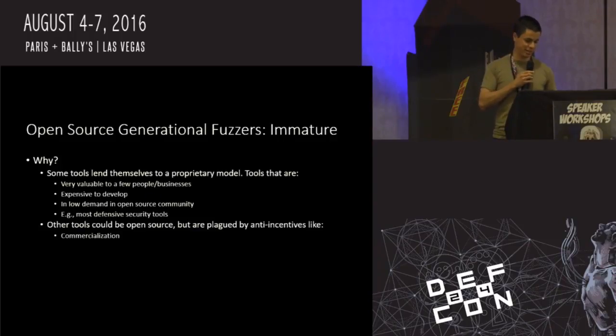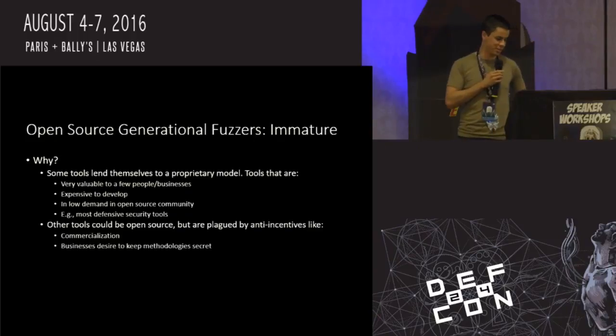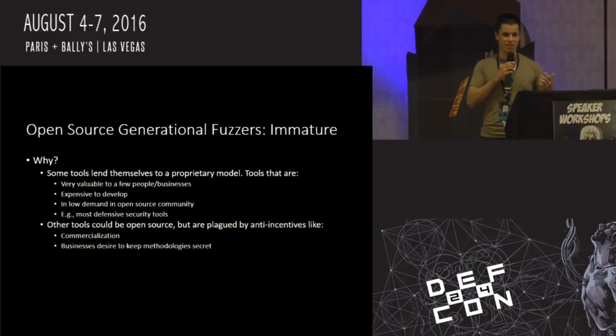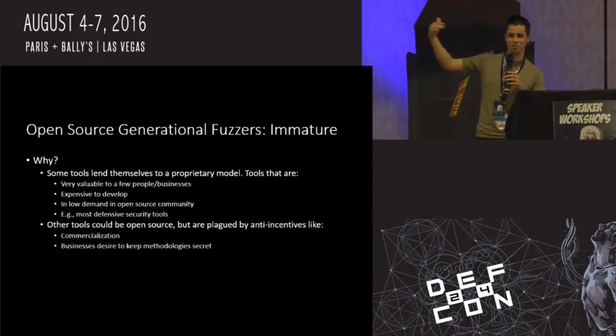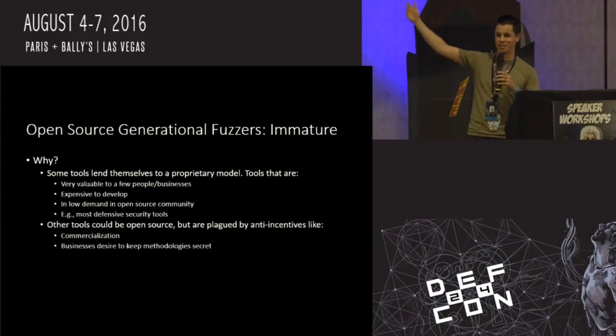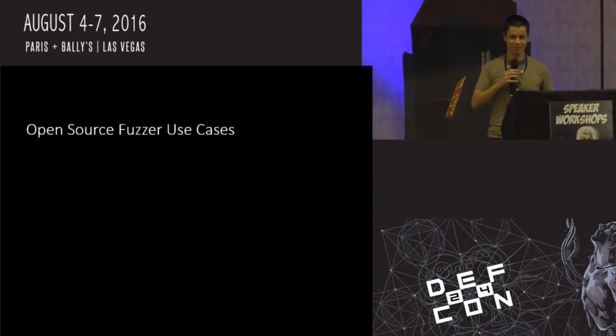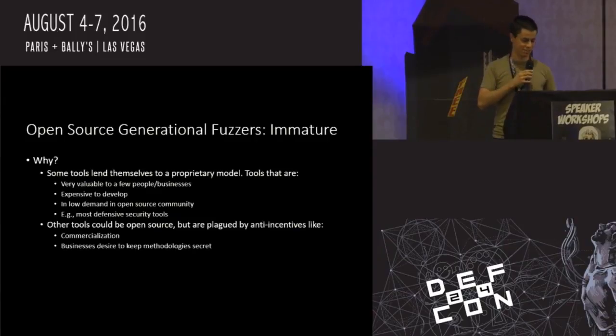Other tools could be open source but are plagued by anti-incentives, mostly commercialization. That's Peach, right? Kind of was open source, not anymore. They still sell it. And then there's a business desire to keep your methodology secret. I think Microsoft comes into this category, so they've published a lot on fuzzing. They've been very open about it, but I don't think they actually publish all of their tools and all of their tests, which makes sense if you're a business, right? If you publish your fuzzer and you tell people, this is exactly what we tested, that's a springboard for hacking into something, right? So, okay, well, what else can I test? I think there's a good reason behind it.